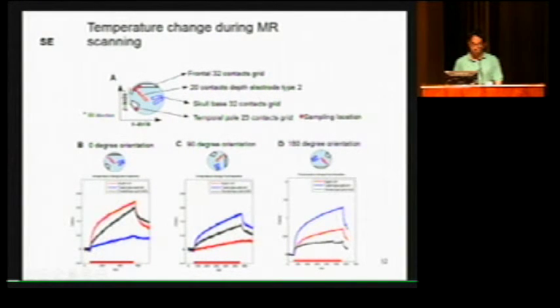We rotated this phantom to 0 degrees, 90 degrees, and 180 degrees, and this is the temperature measurement. The x-axis is time, and the y-axis is temperature increase in Celsius. As you can see, the heating effect depends very much on the orientation, and it's kind of unpredictable. Sometimes it also exceeds 1 degree. By the way, this is using spin echo sequences.